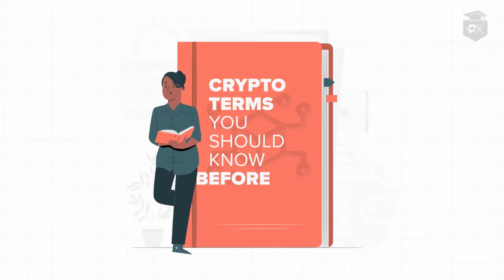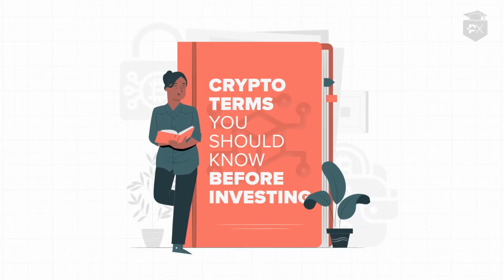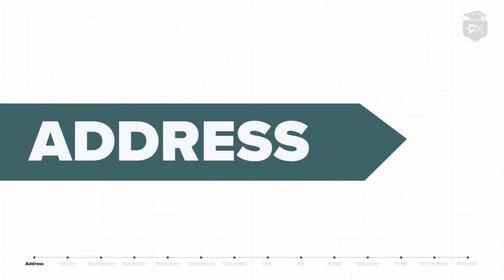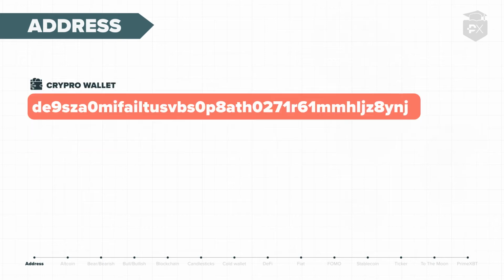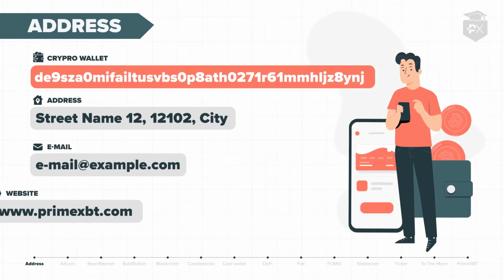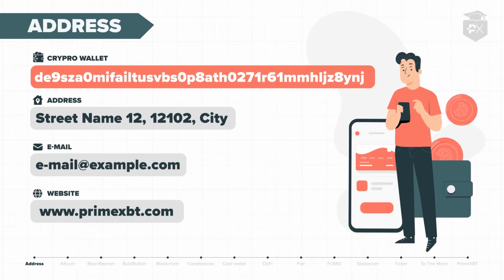Crypto terms you should know before investing. Address. A crypto address is a long string of letters and numbers unique to a wallet. It's similar to a real-life address, email, or website, and is used to route digital assets.